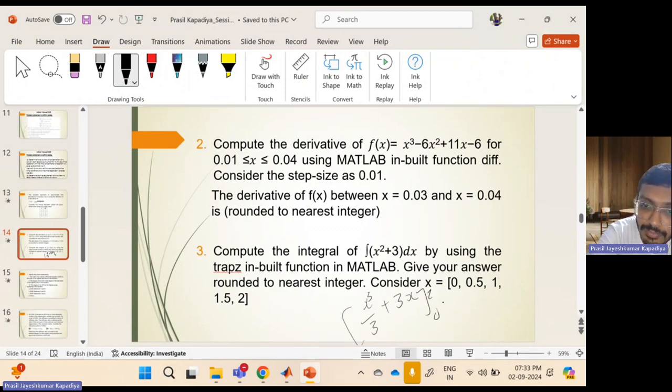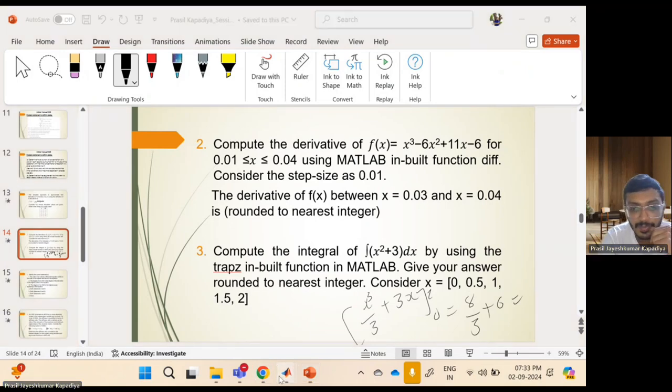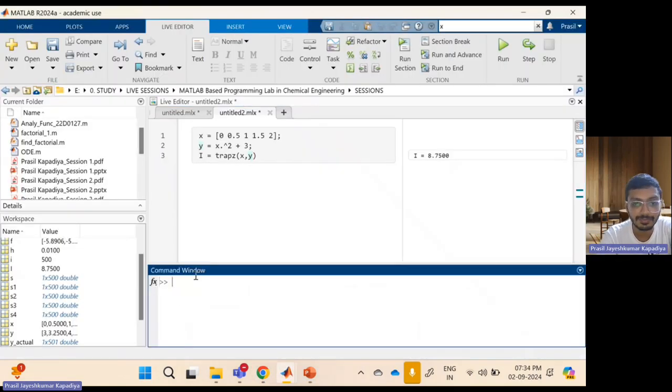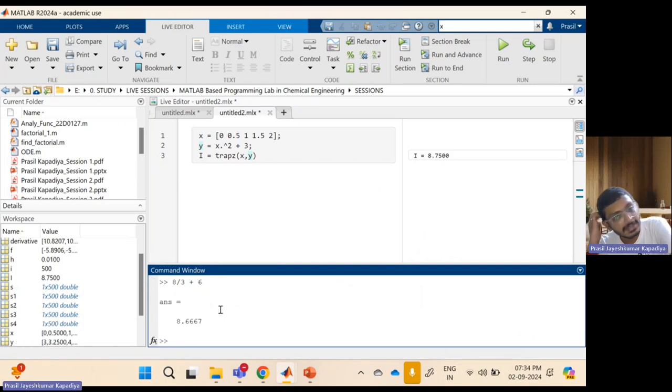So 0 to 2. So we will get 2 cube, 8 by 3, plus 6. So what is the value of 8 by 3 plus 6? Let's check it here. Plus 6. So the actual answer is 8.6667, and what we are getting from the trapezoidal rule is 8.75.